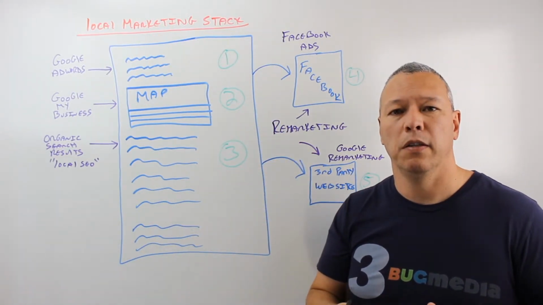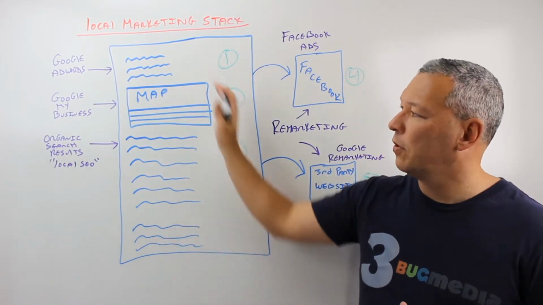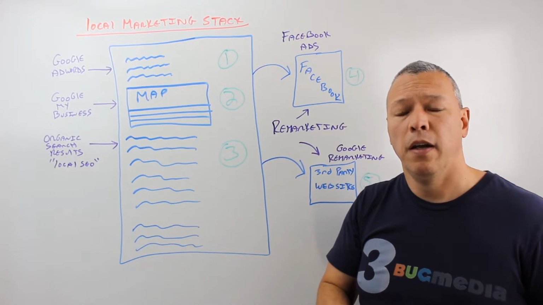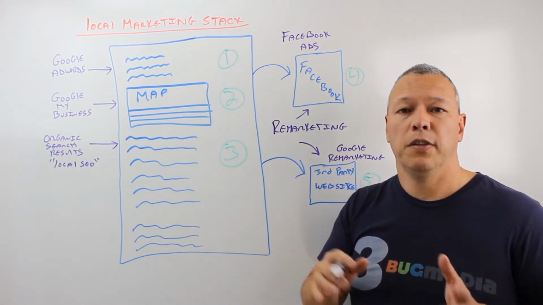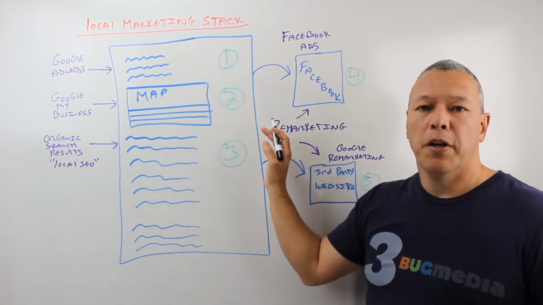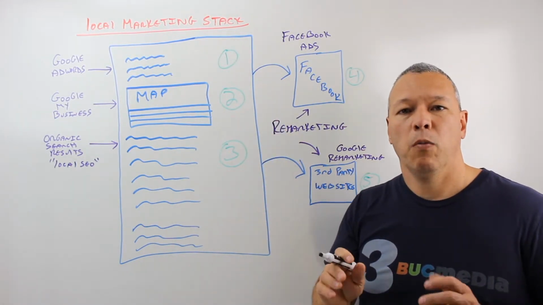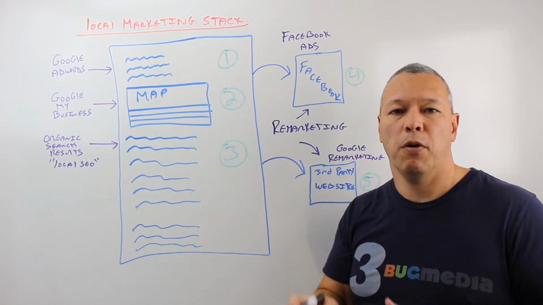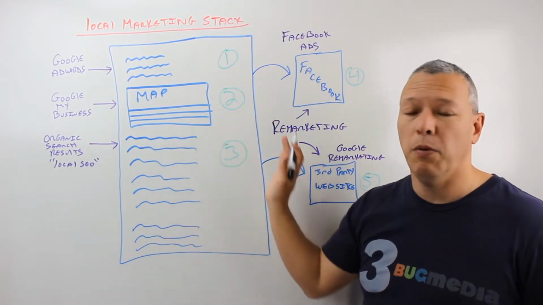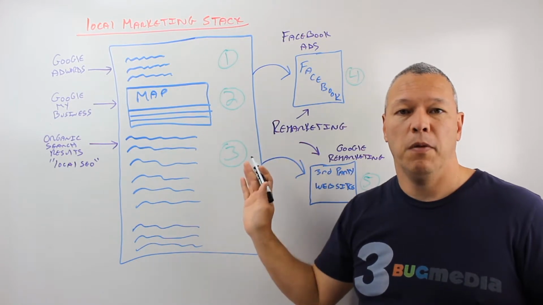Remarketing is, after somebody comes to the search results here, they find your listing, they click on the link, they go to your website, and then they leave. Say, for instance, they don't fill out a form or anything like that. They leave. With a remarketing program, what happens is the program drops a strip of code onto that person's device, and now when they leave your website, it starts to track them across the internet.